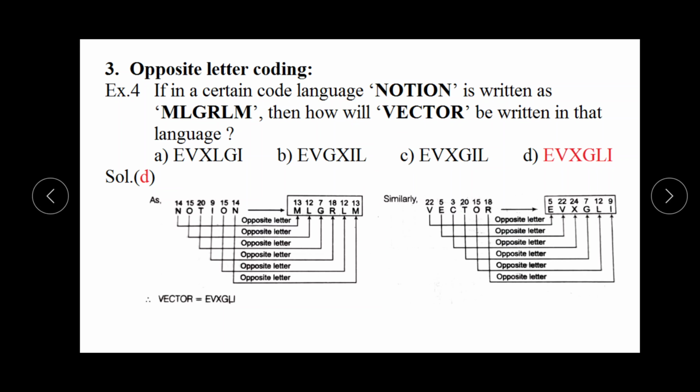So for the code vector also, we will write the opposite letters. The opposite letter of V is E, opposite of E is V, opposite of C is X, opposite of T is G, opposite of O is L, opposite of R is I. So the required code for the word vector is EVXGLI, that will be the fourth option. It will be very easy if we learn the opposite letters in the English alphabet. That is very necessary and important to save our time.